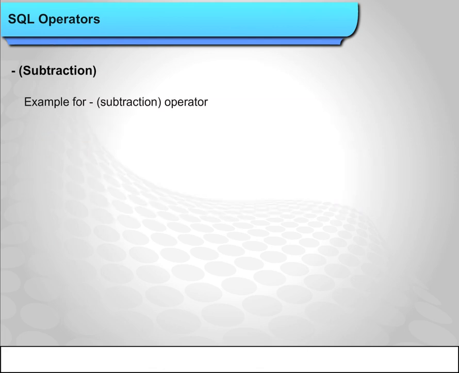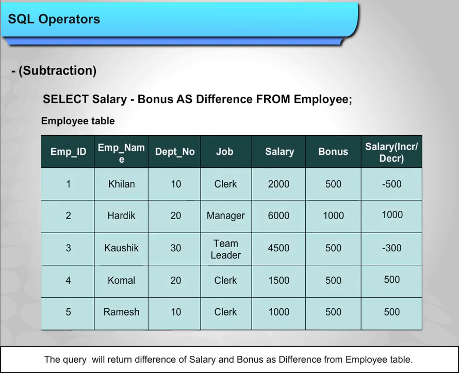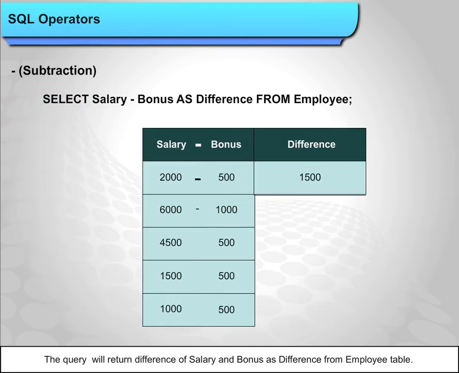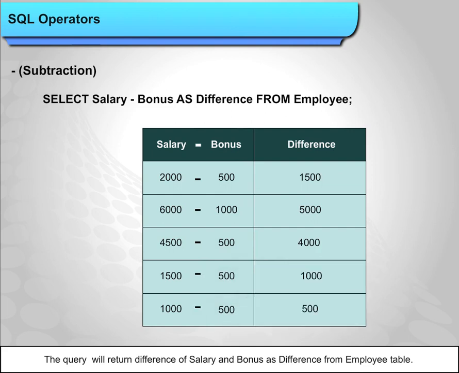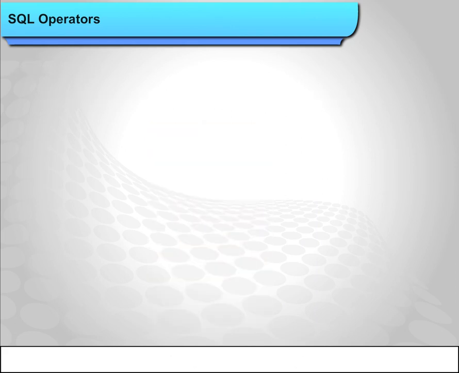Example for subtraction operator: select salary minus bonus as difference from employee. The query will return difference of salary and bonus as difference from employee table. The resulting table is shown in the figure.